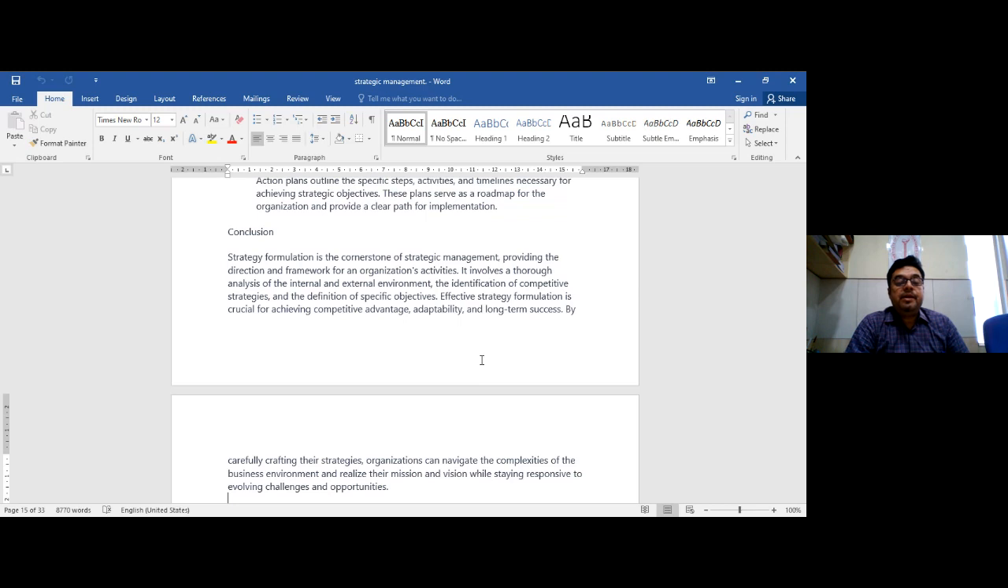Strategies also need to be clearly crafted. Organizations can navigate the complexities of the business environment as well as realize their mission and vision that are important in staying responsive to evolving challenges as well as the opportunities that come in the way.